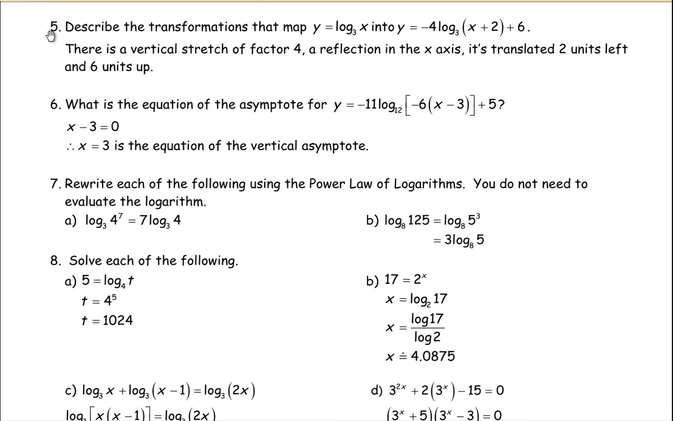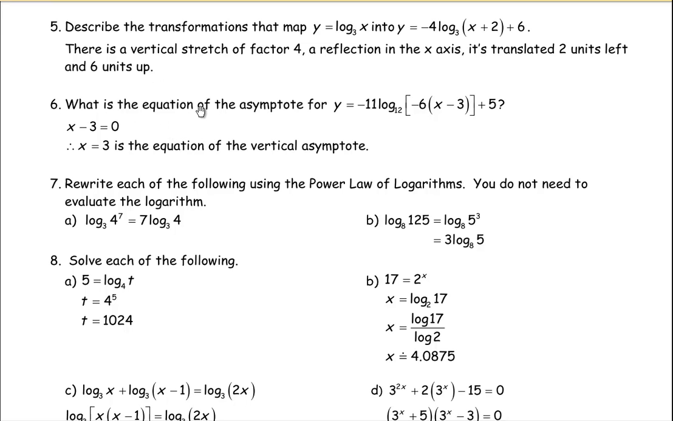Turning over to the next page, in question 5 it says describe the transformations that map y equals log base 3 of x into this function. And the 4 means that there's a vertical stretch of factor 4. The negative means there is a reflection in the x-axis. The x plus 2, the plus 2 means it's translated 2 units to the left. Remember, it's always the opposite sign. And the 6 means that it's translated 6 units up. So those are the transformations for number 5.